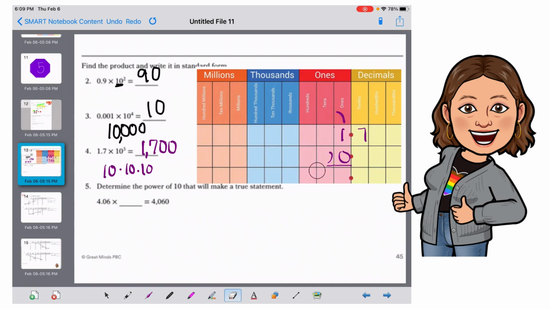Okay. Number 5 says, determine the power of 10. Remember, our power is our exponent that will make this statement true. We started with 4 6/100ths, and we ended with 4,060. So I see that my number got bigger, so I know I'm multiplying, and it tells me I'm multiplying. So I'm just going to check. 1 place value, 2 place value, 3 place value. So that tells me I multiplied by 10 3 times. So it would be 10 to the 3rd power.